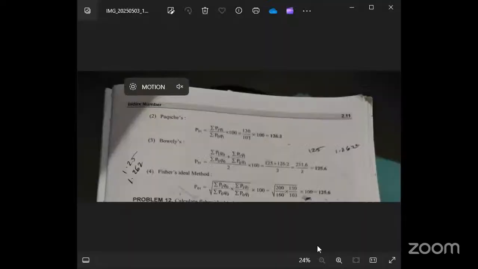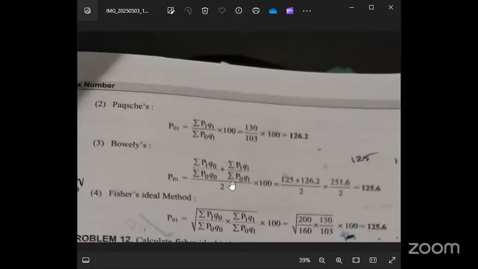This is a continuation. What we got there is 125. If you see the Paasche method also, it is around 126.2, and even Walsh method it's 125.6, and Fisher ideal method is also 125.6.